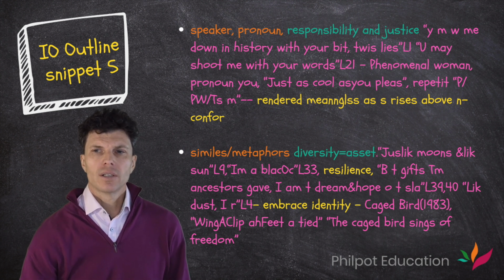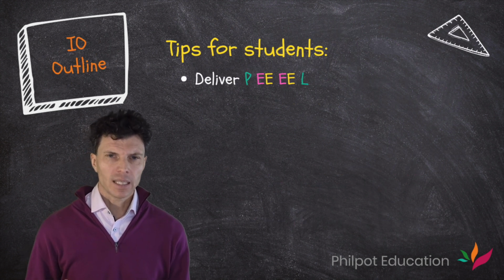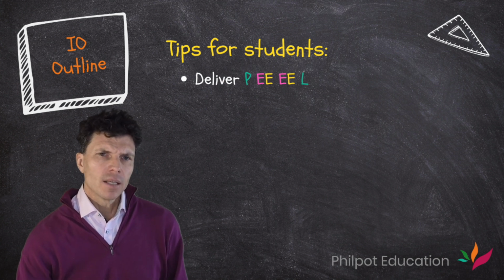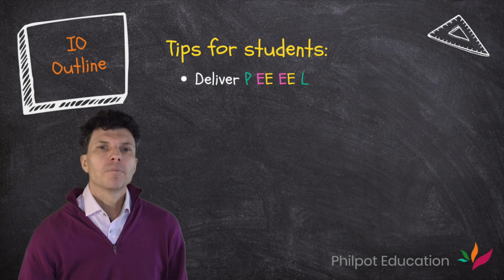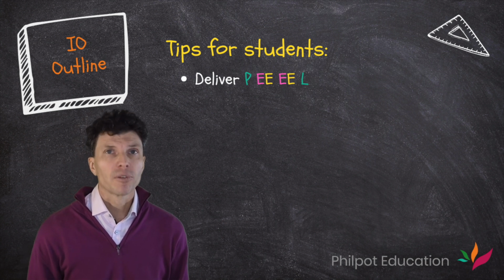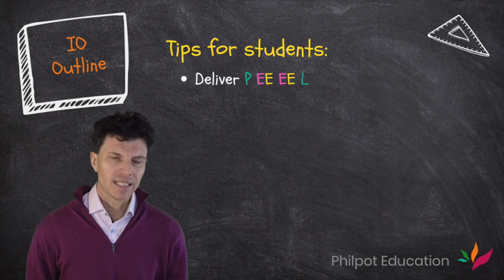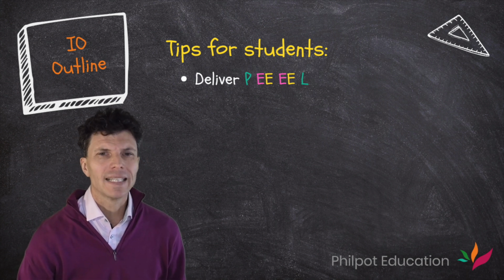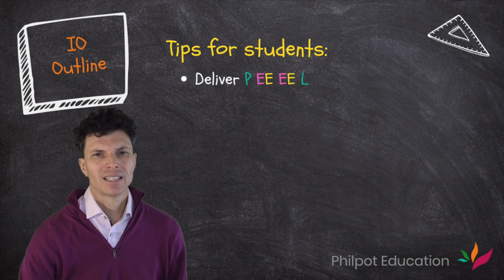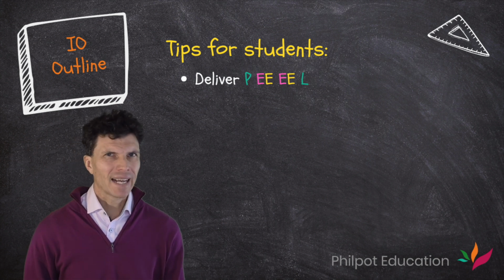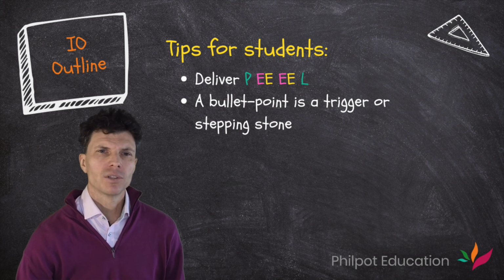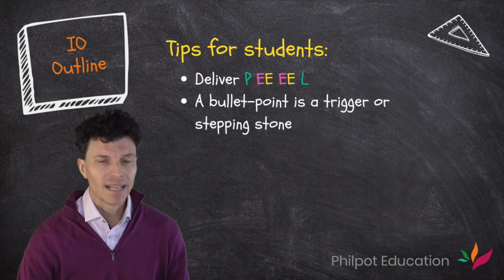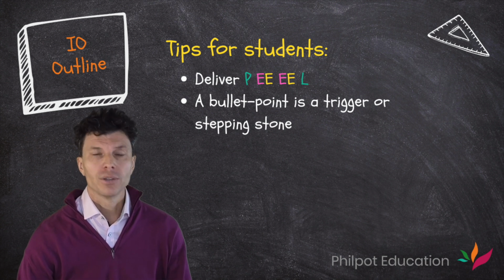So let's just take a step back and reflect on some of these key lessons we've learned from these outlines. Most students are delivering on PEL, right, in their performances. That's why a lot of these examples are getting good marks. But are they putting all of PEL into their outline? Not necessarily. The bullet points are simply acting as a trigger or stepping stones for them to get from example to example, right, and analysis to analysis, and global issue to global issue.